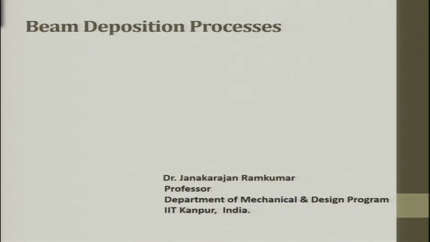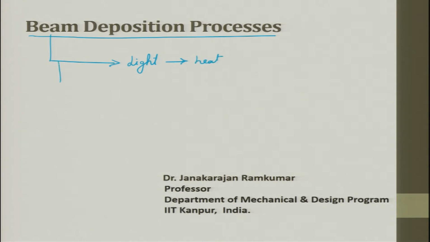So, in the next lecture of this course on rapid manufacturing, we will see the topic of beam deposition processes. As the name clearly says, there is a beam. This beam can be made of light, which can be converted into heat, or we can use an electron beam, or a plasma as a beam. It is nothing but a source, which can be a light source, an electron source, or a plasma source. We use these sources to get a focused beam.